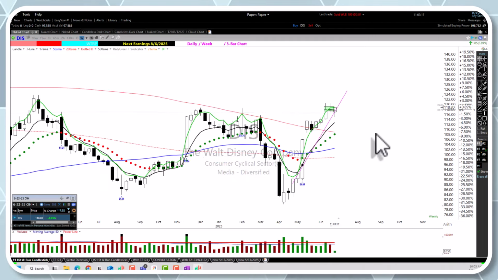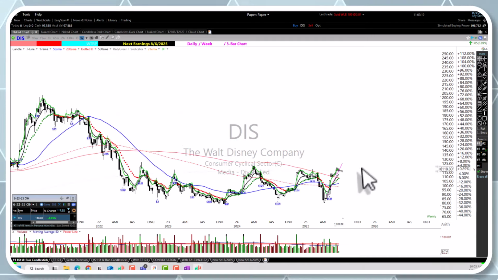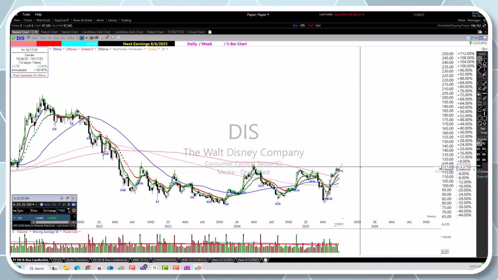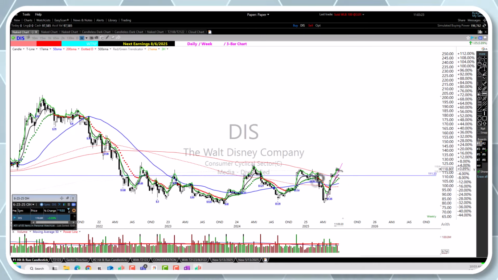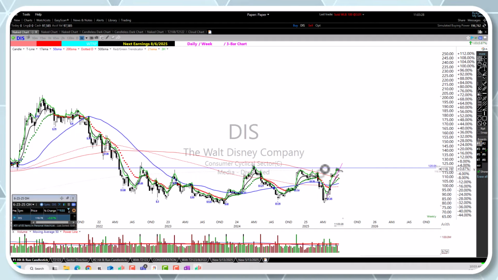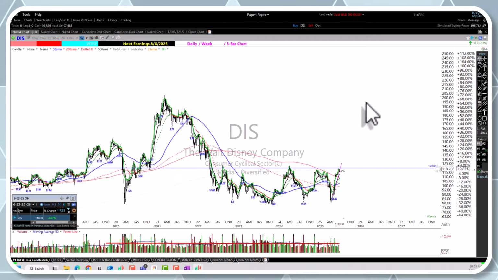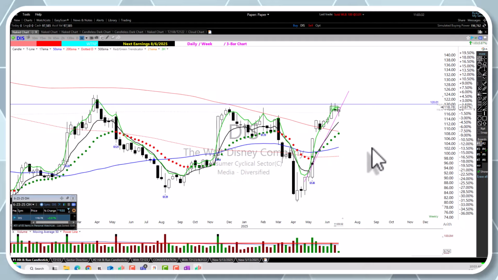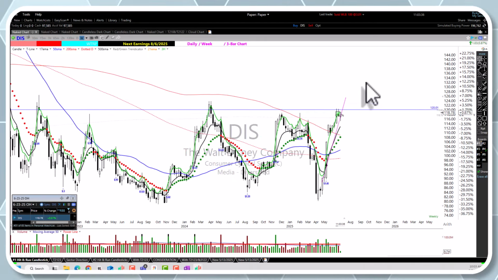I do want to take a look at the weekly chart here. See where we're at on the weekly. We are right here at a top. And you know, in my mind as I was looking at Disney here, I was thinking, I just might buy this. And I think now I'm going to pass on it because we're at this top.